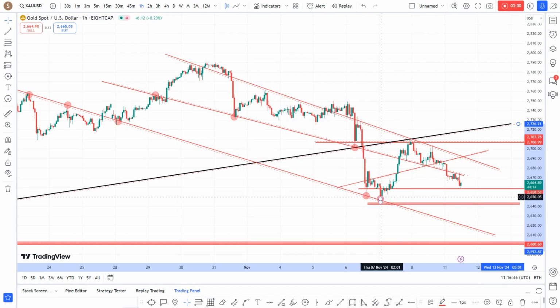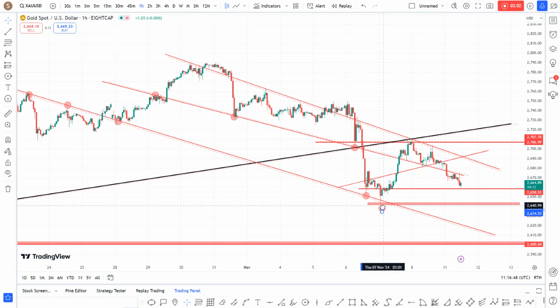Now on this rally, where did this rally start buying? This rally started buying at this level. So we wait for price at that level to return, where it started its bullish rally after the bearish 1,000 pip drop. So we'll be looking at price at 2643 into 2658. We want to see the reaction.